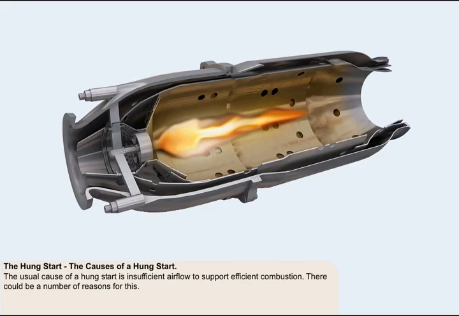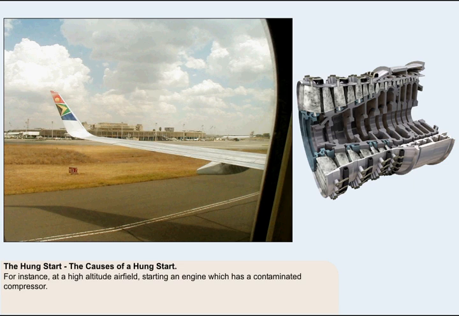The usual cause of a hung start is that there is not sufficient airflow through the engine to support efficient combustion. There could be a number of reasons for this insufficient airflow. For instance, if you're at a high-altitude airfield and you're attempting to start an engine which has a contaminated compressor, that compressor will choose this time to make its inefficiency felt.